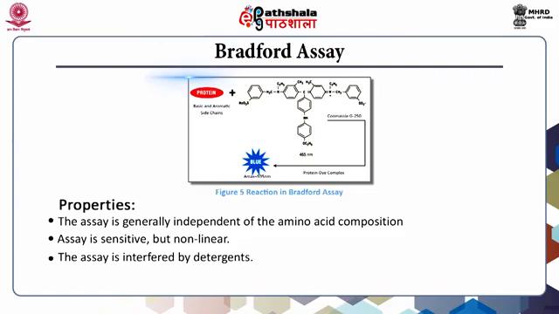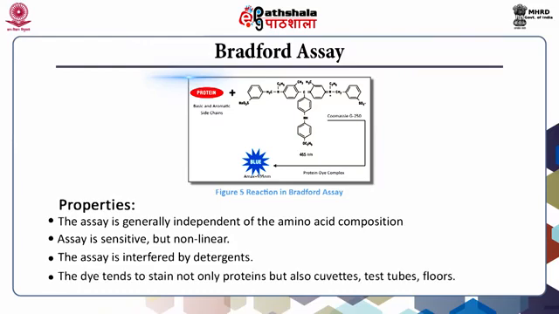Careful handling is very important because the dye stains not only the protein but also cuvette, test tube, floor, etc. This must be taken care of; the cuvette and test tube stain can be removed by washing with ethanol.